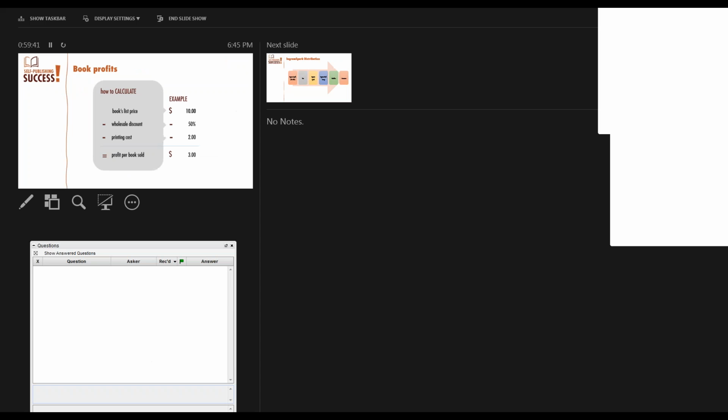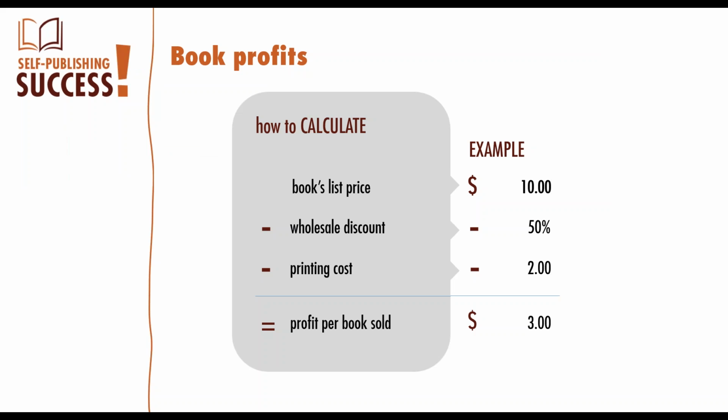So let's figure out how you make money, how much money you're going to make off your books. You need to know a few things: the list price you want to sell your book at, what wholesale discount you're able to use, and different printers have different options for you. And then you're going to need to know how much your book printer is charging you to print each copy of your book. So to figure out how much you're going to make on a book, you take your list price, subtract the wholesale discount, subtract the printing cost. What's left over is the profit on the book that you're selling.